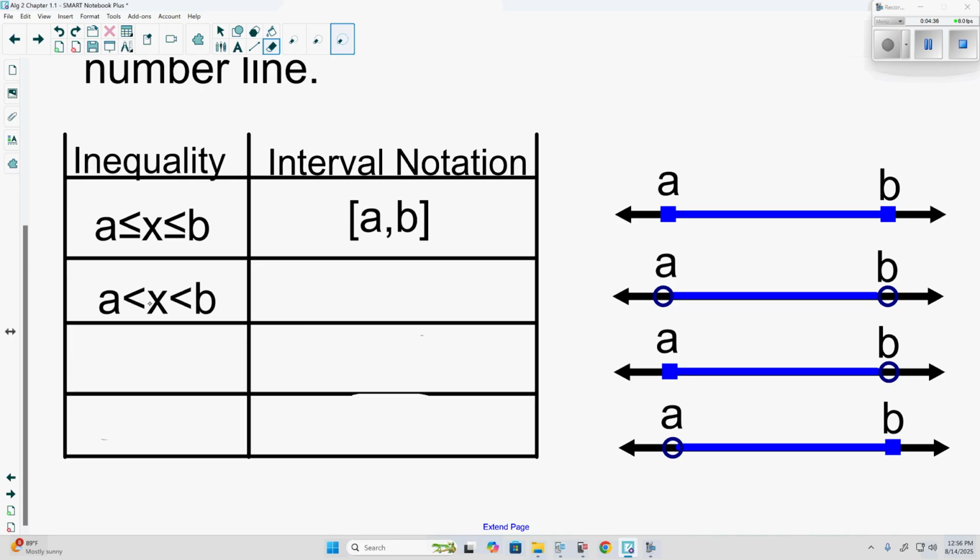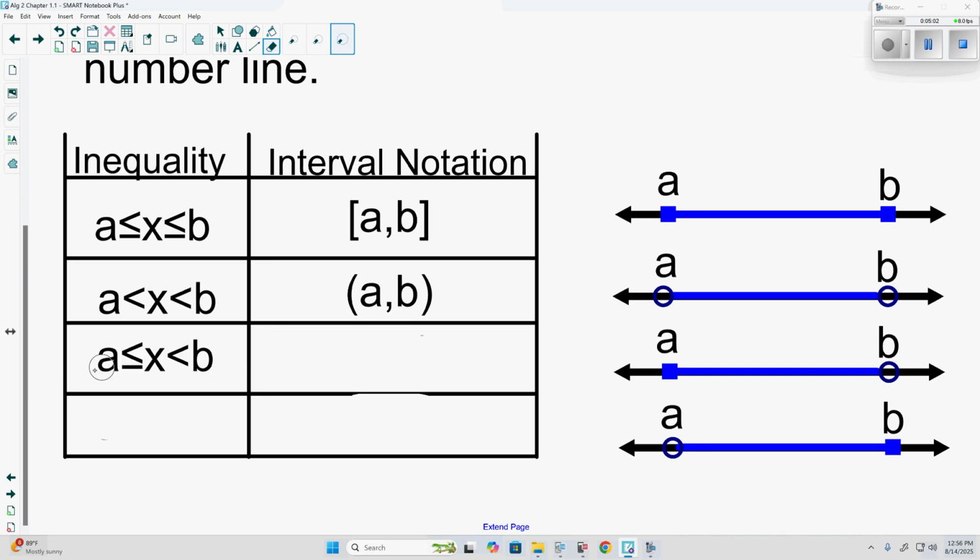Our next one that we have is A is less than x is less than B. This here, the endpoints aren't included, so especially in interval notation, we use parentheses instead of brackets. And on the number line, A and B, those 2 endpoints are open circles.